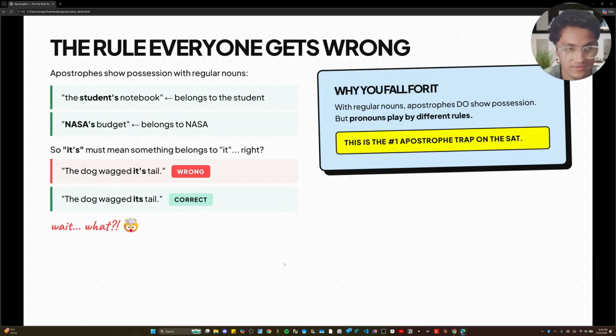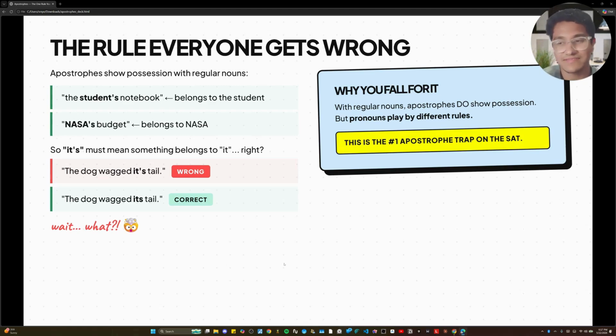The student's notebook. Here it's pretty obvious the notebook belongs to the student. Same thing with the second example, NASA's budget. It belongs to NASA. So when people use pronouns, they think it belongs to the pronoun. For example, "it's" with an apostrophe should mean that it belongs to it. But actually, that's wrong. The dog wagged its tail. The case without the apostrophe is the one that's actually correct.